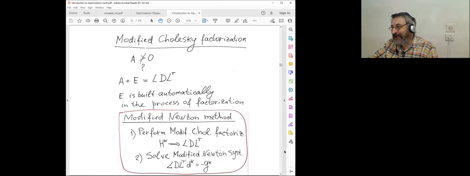Any question, any comment here? Yes, I have a question. If the A matrix is not positive definite, we do this procedure. Let's say we don't do this procedure. What will happen?